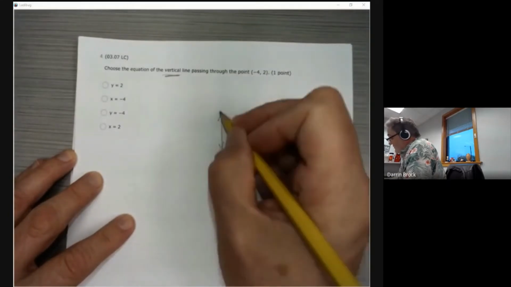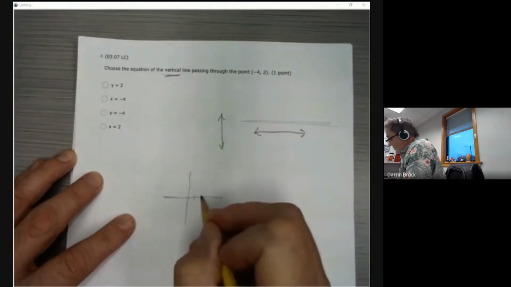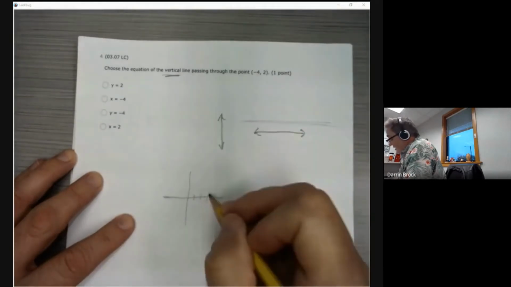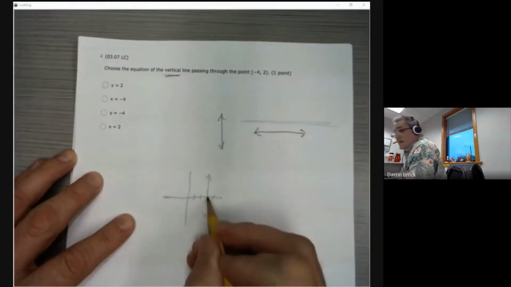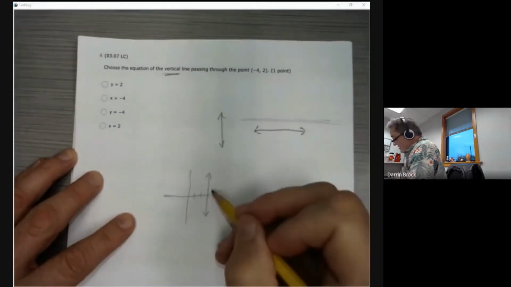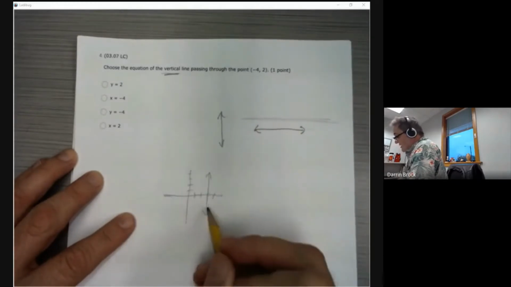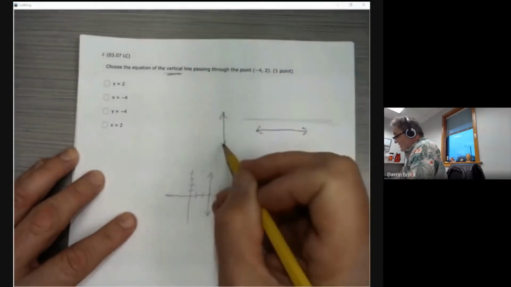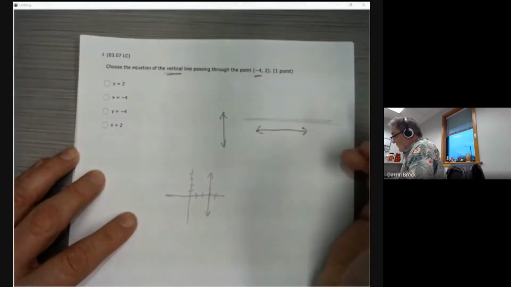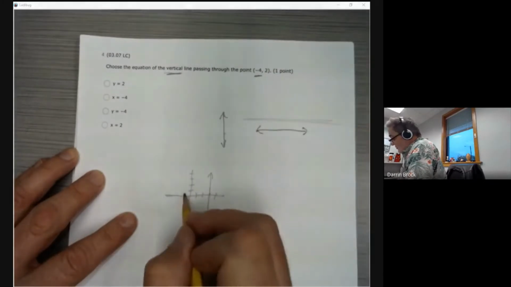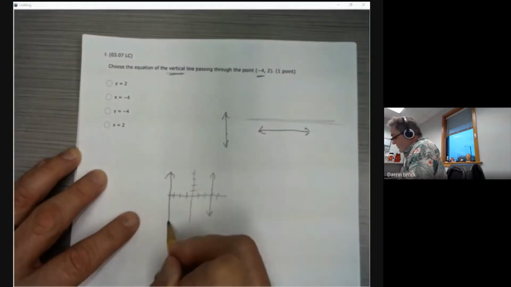Well, if it's going like this on a graph, it'd be where all the x's are the same. The y's change because 1, 2, 3, 4, the y changed all of it, but the x stays the same. So this is an x equals. Well, what is the x for this point? The x is -4. So this would be over at 1, 2, 3, 4. It's got to be a vertical line going through -4.